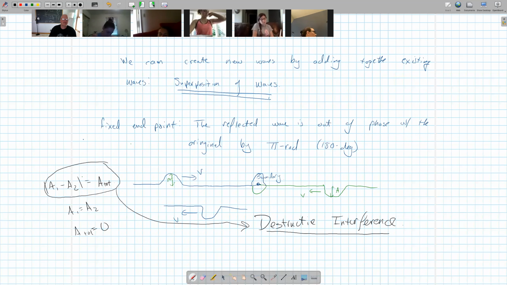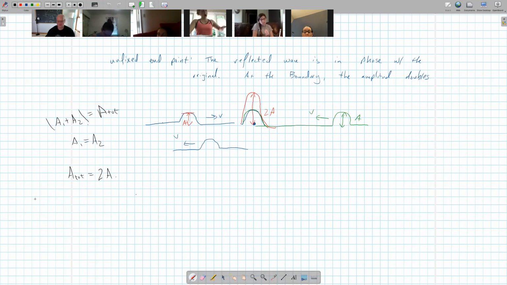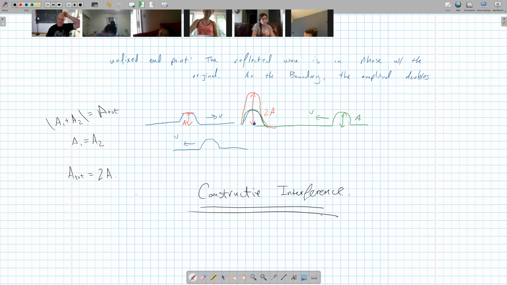The second case, for the unfixed endpoint, is what we call constructive interference. Constructive interference occurs when two waves interfere with each other, but they are in phase with each other. In this case, the amplitudes add together, so the total amplitude is going to be the sum of the two amplitudes. So this is true for constructive interference. So we have constructive and destructive interference.